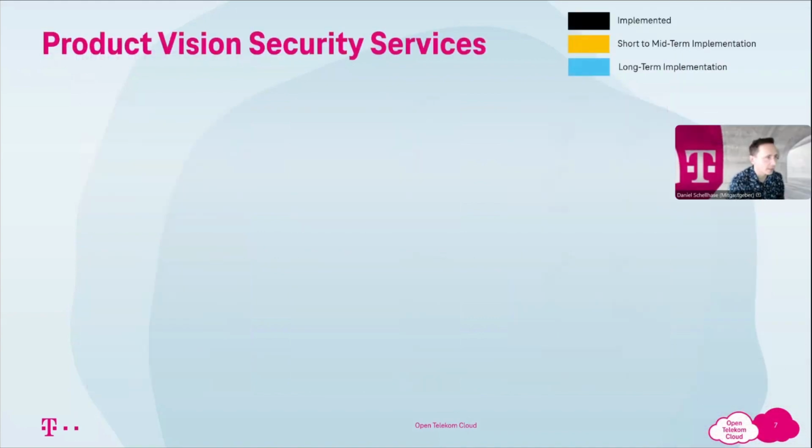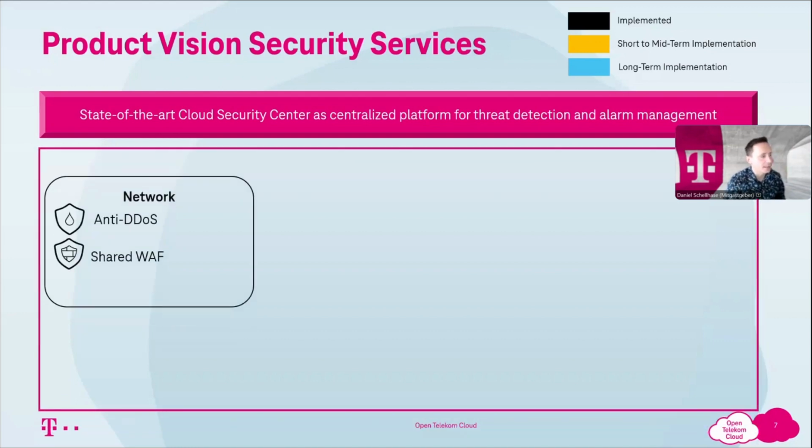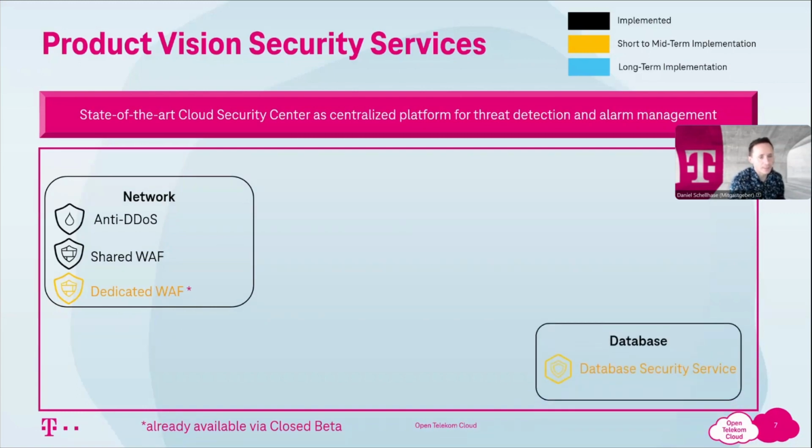What I would like to give you is an idea of our vision, where we go with our security services and portfolio. From a vision point of view, we see ourselves providing a state-of-the-art cloud security center as a centralized platform for threat detection and alarm management. What exactly does this mean? Right now we have, for example, the anti-DDoS service and the shared WAF in our network portfolio. What is now available as closed beta is a dedicated WAF, which will go generally available in a short period of time. But right now the dedicated WAF is available to you. What we will implement next is exactly this database security service.